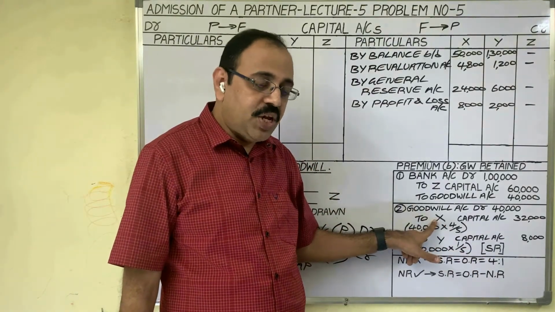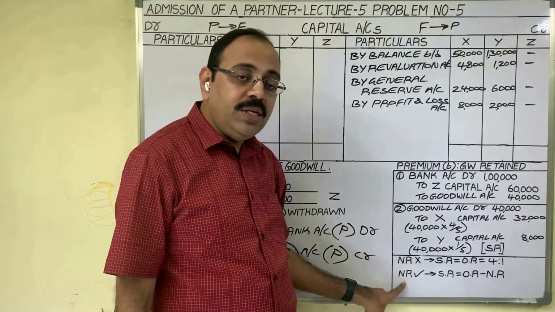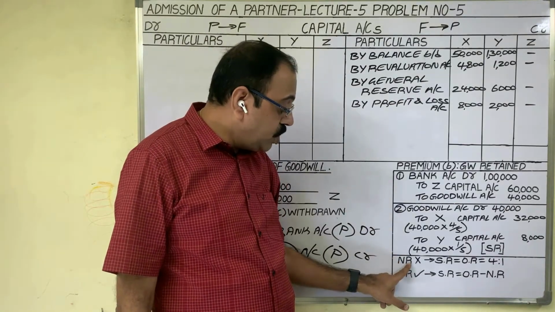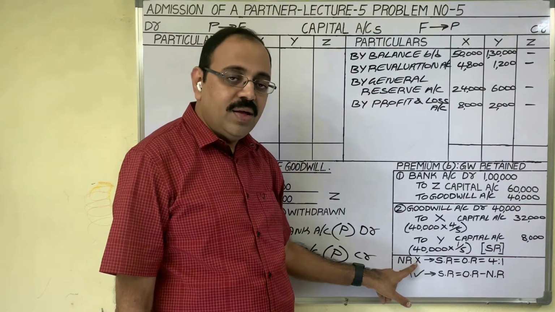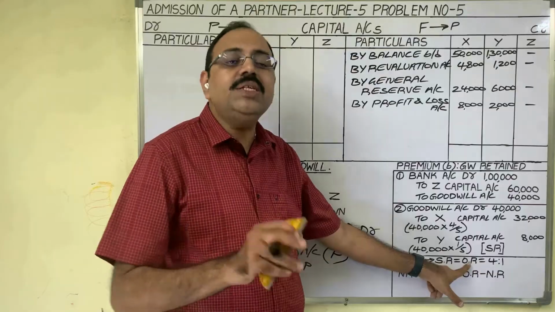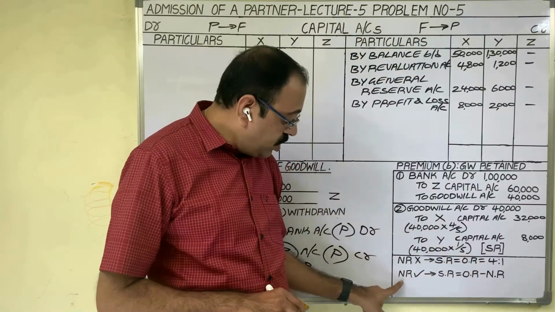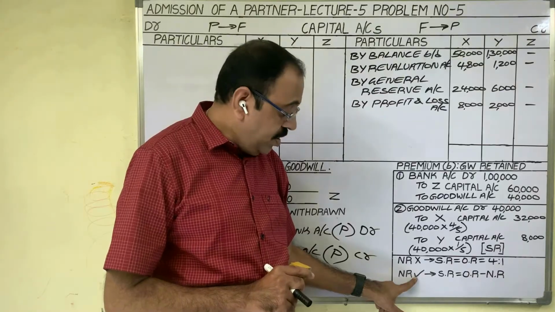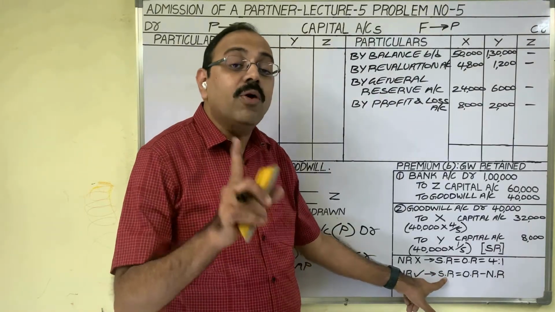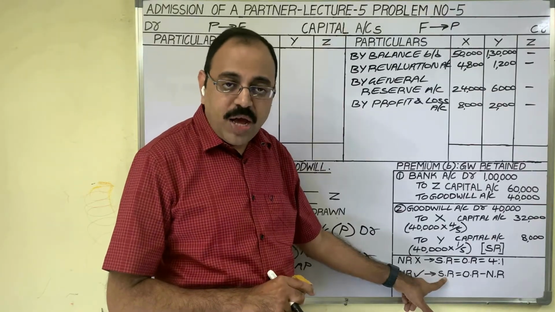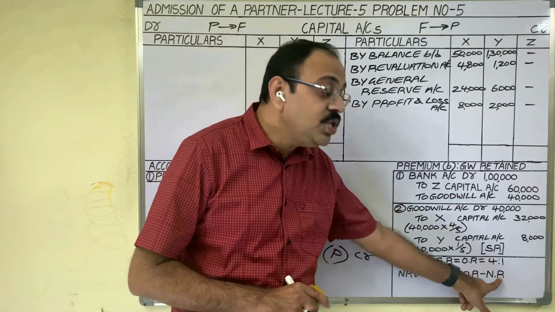Regarding sacrificing ratio, remember these points. In the question, if a new profit and loss ratio is not given, then sacrificing ratio and old ratio will both be the same. If the new ratio is given, then we have to calculate the sacrificing ratio using one formula. The formula is old ratio minus new ratio.